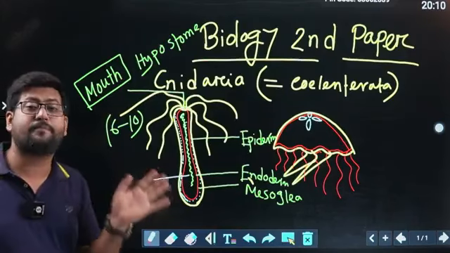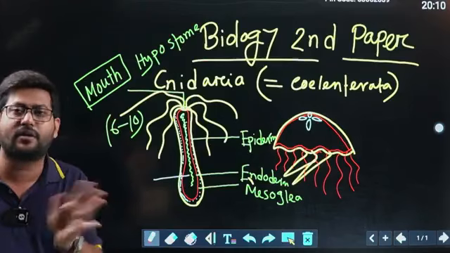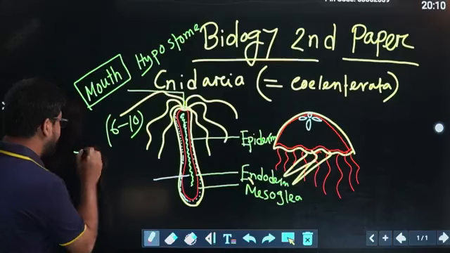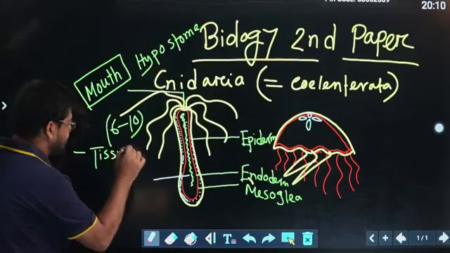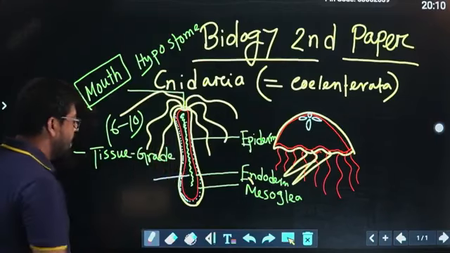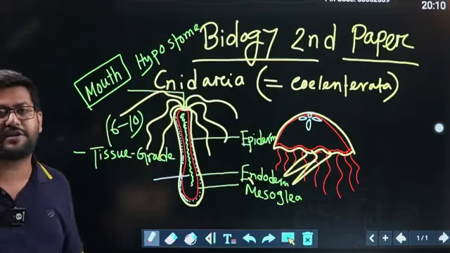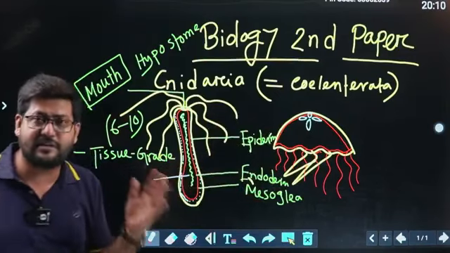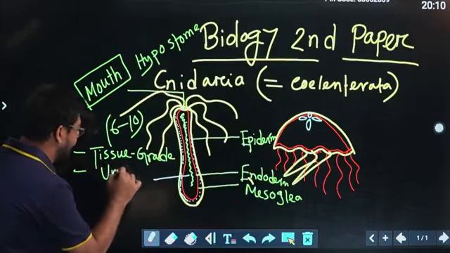and there are no organs or systems like our kidney, like our lung. These kinds of organs are not present. For that reason only tissue grade of organization is present. Tissue grade of organization, mind it, tissue grade. Next thing is that this animal is unsegmented. That means they have no segmentation in their body. Whatever their shape is, these are totally unsegmented. So the next point is unsegmented.